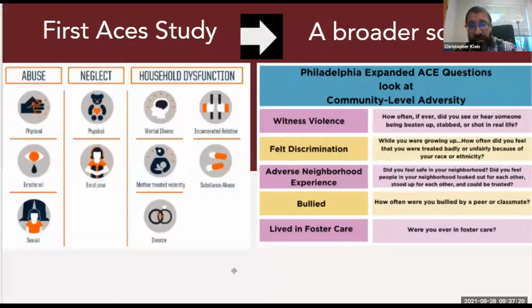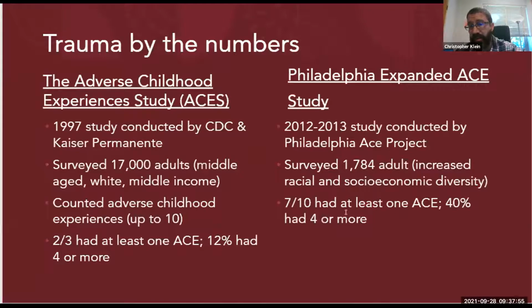The first ACEs survey looked at three areas of abuse, two of neglect, and five of household dysfunction. And the Philadelphia expanded ACE questions, which just by virtue of who they surveyed, took a wider range of socioeconomic and racialized statuses into account. They added questions about witnessing violence, feelings of discrimination, adverse neighborhood experiences, being bullied, as well as living in foster care. And the results, as I didn't mention when I was talking about the previous slide, were that 7 out of 10 had at least one ACE and 40% had four or more.